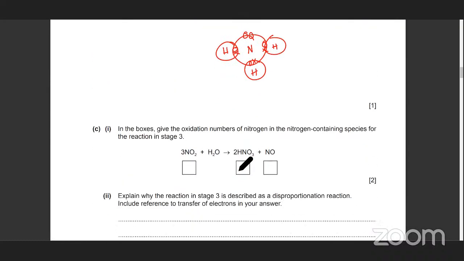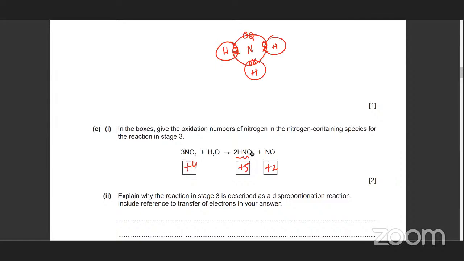Okay, in the boxes, give the oxidation number of nitrogen in the nitrogen containing species for the reaction in stage 3. So this is clearly NO2, that's plus 4. If here N is plus 5, you can work it out. Okay, O is minus 2, so that's minus 6. H is plus 1, so this would be plus 5. And N over here is plus 2. So that's the reaction over here.